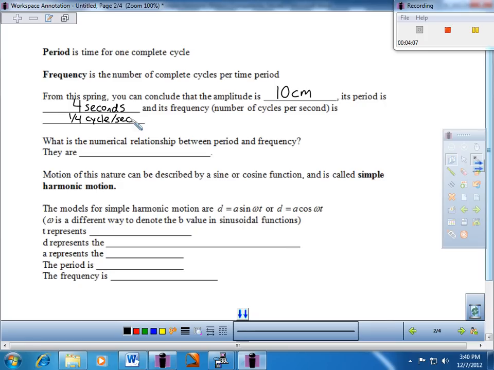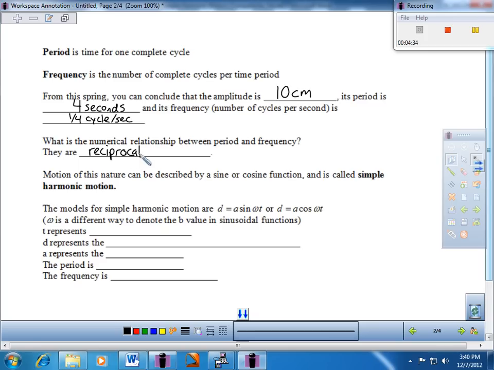Now it says on your paper, just to make sure we're really sure about the relationship here, what is the numerical relationship between period and frequency? I'm hoping based on what you see in these numbers here, and if we were to do period and frequency for any values, they should be reciprocals of one another.